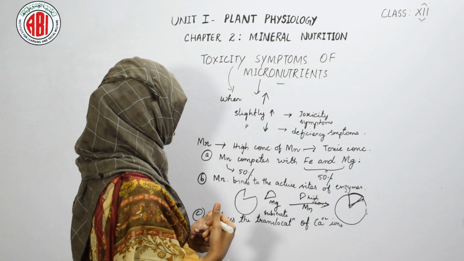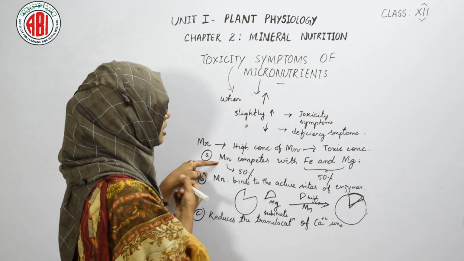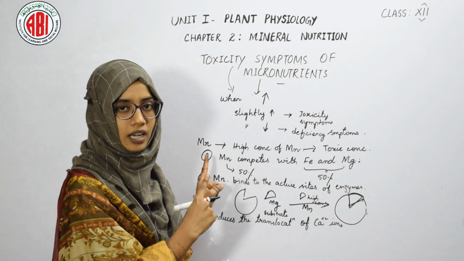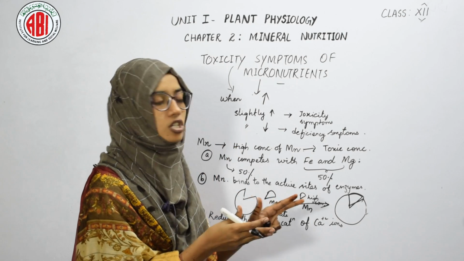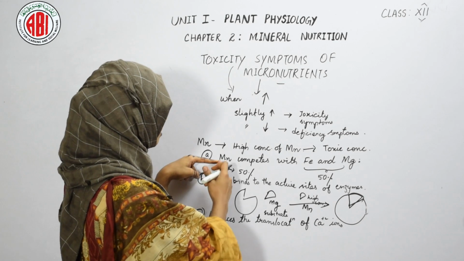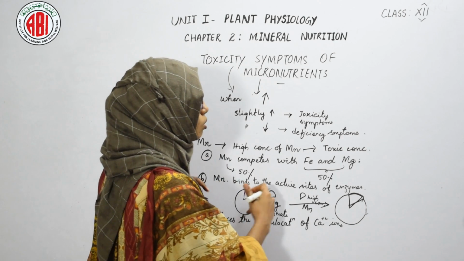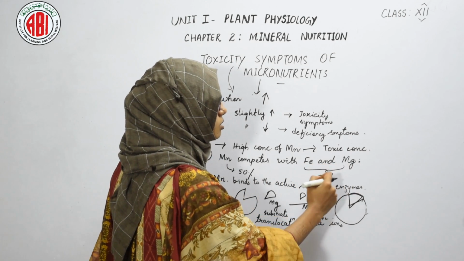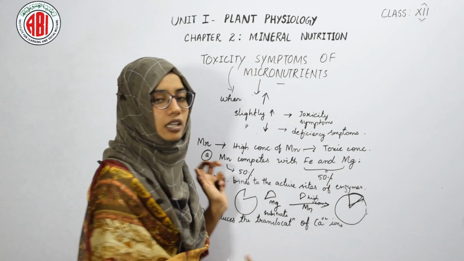By this, we can understand that the toxicity symptoms of one element show the deficiency symptoms of another element. So, here the toxicity symptoms of manganese can show the deficiency symptoms of iron, magnesium and calcium ions.